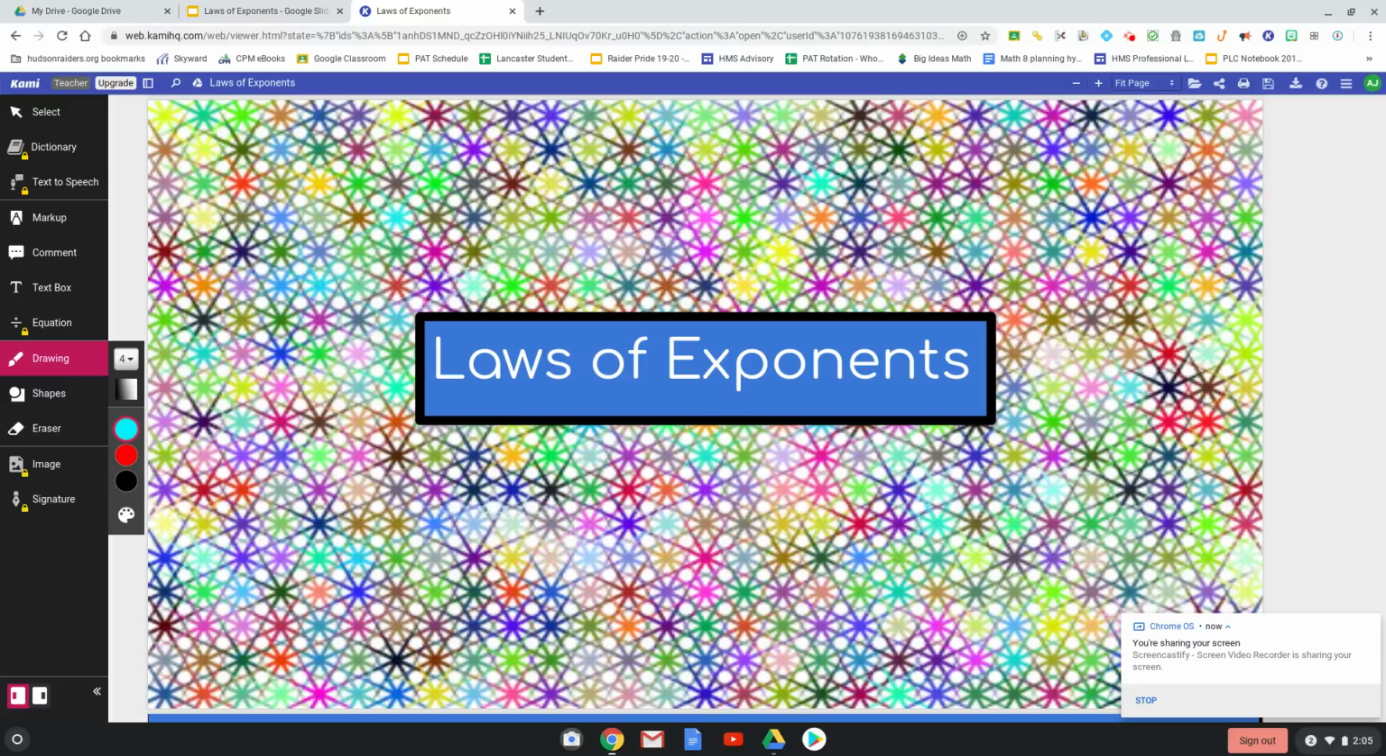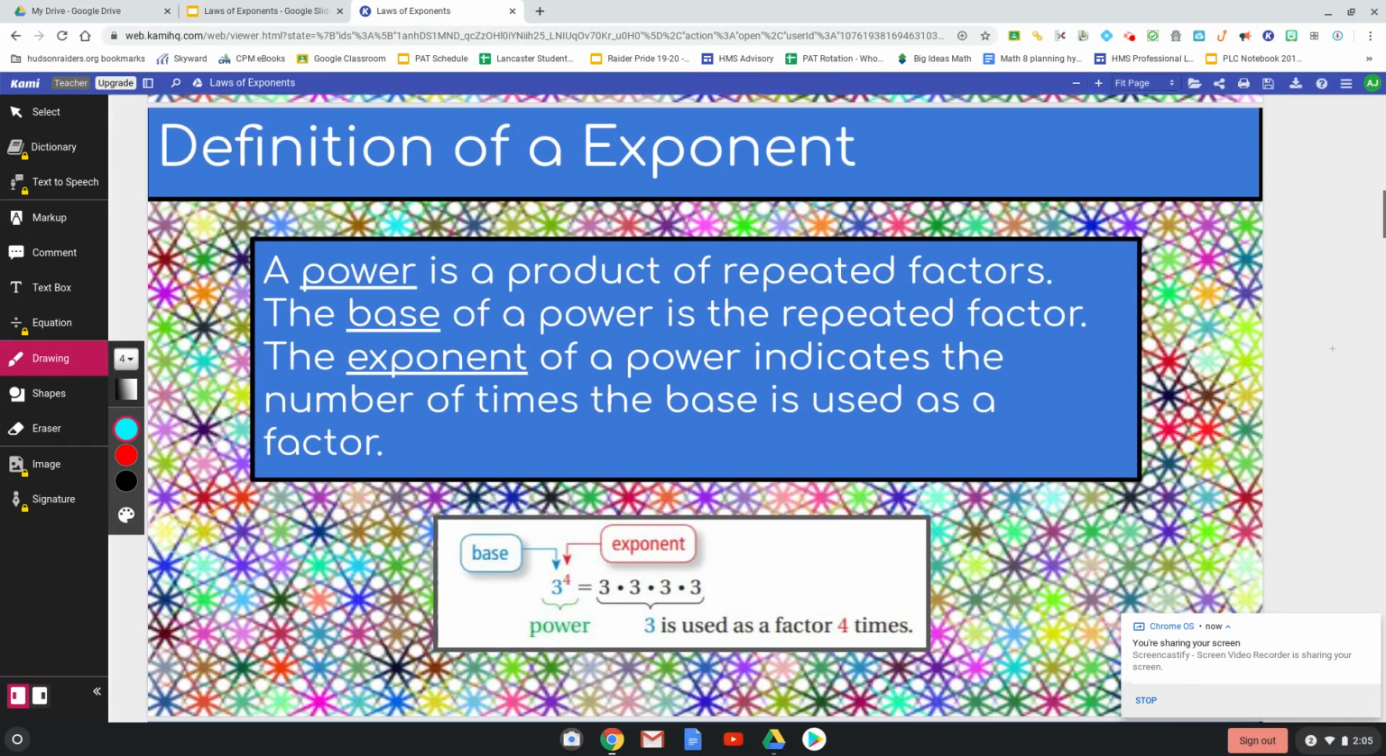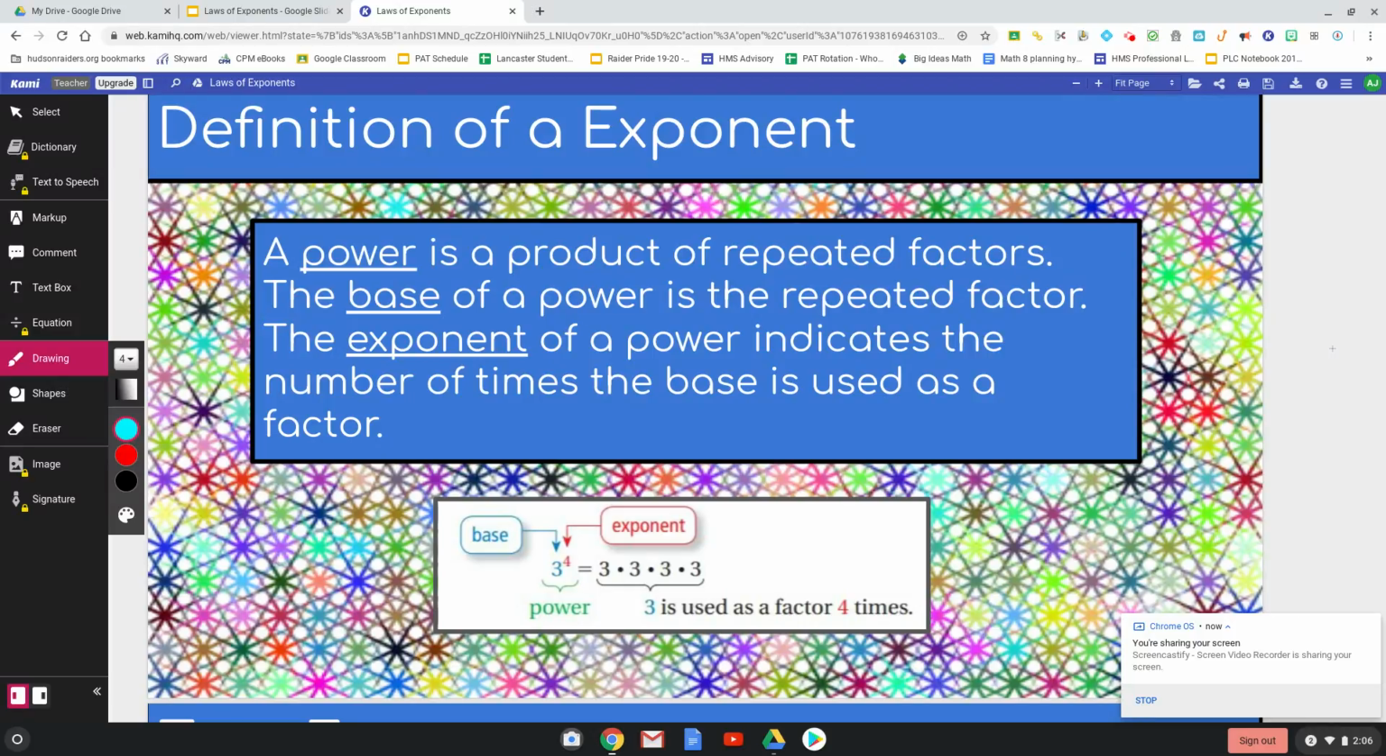Today I'm going to talk to you about laws of exponents. Let's review the definition of an exponent. So first off, a power is a product of repeated factors. The base of a power is the repeated factor, and the exponent of a power indicates the number of times the base is used as a factor.